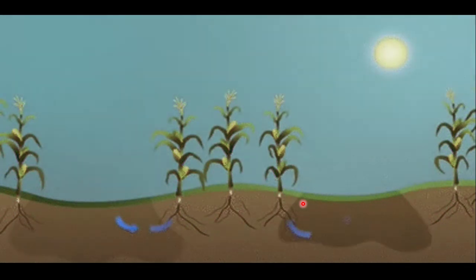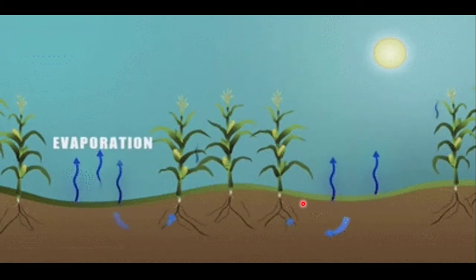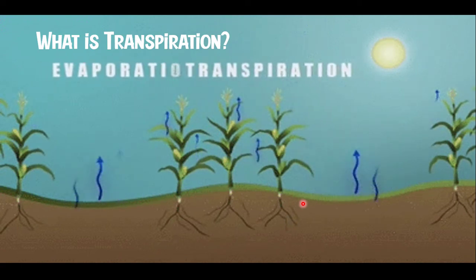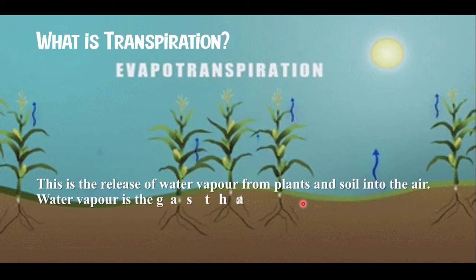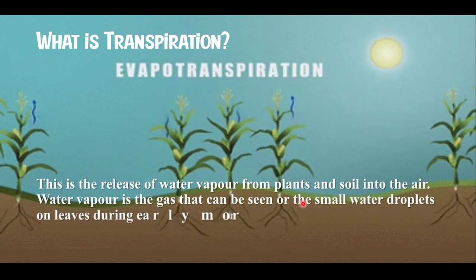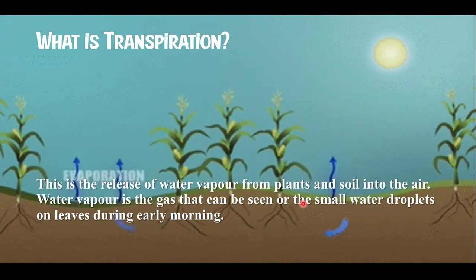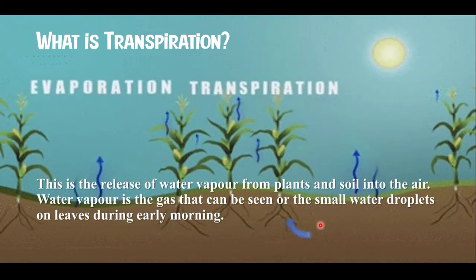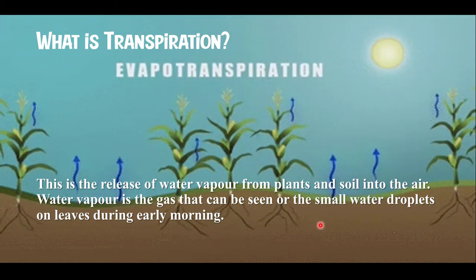So the next thing we are looking at is transpiration. So what is transpiration? Transpiration also has to do with water vapor moving from plants and soil into the air. Water vapor is a gas that can be seen as the small water droplets on leaves during early morning. So water from plants also moves into the atmosphere.